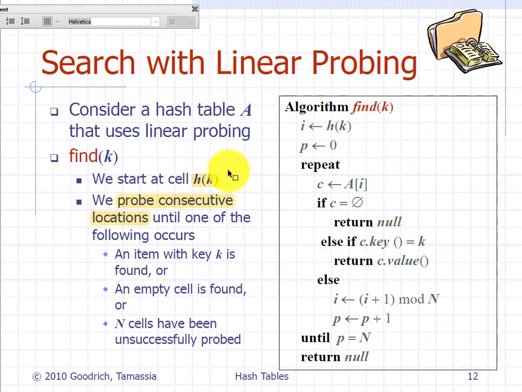Okay, so that's linear probing. Recall that if you want to find something, all you've got to do is hash to the value and look there. If you don't find it, then you continue to probe until you do. But if you do find it, that's fantastic. You stop looking.